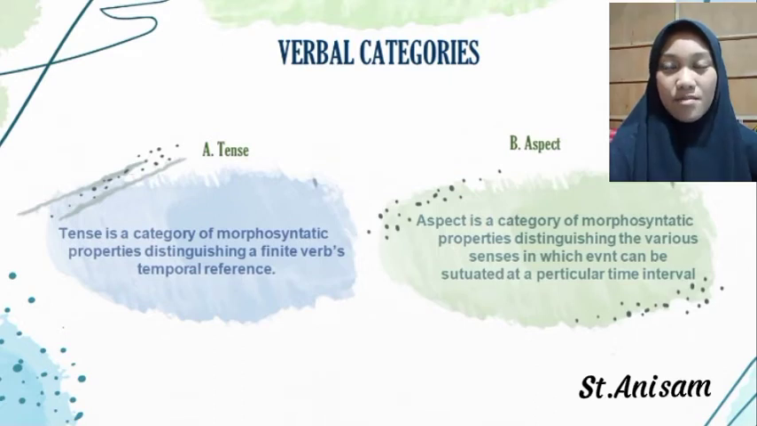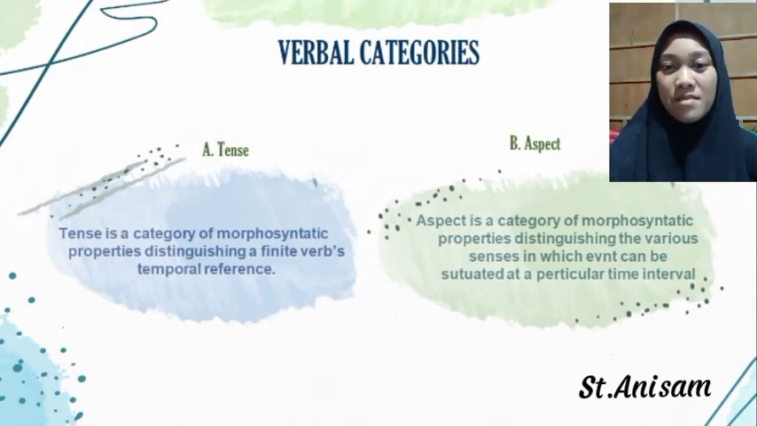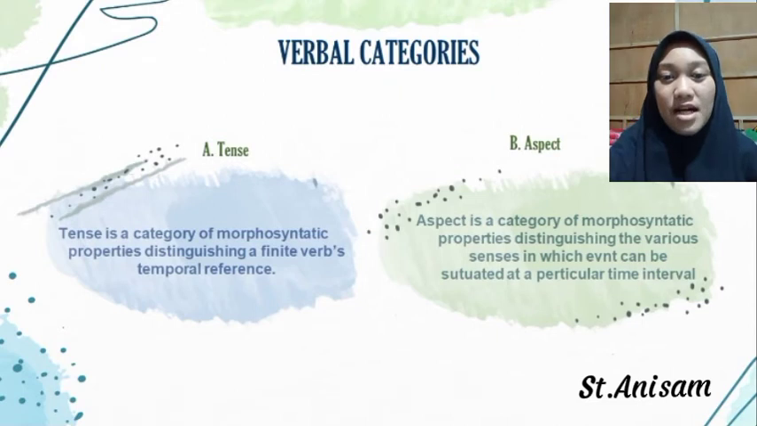Okay, there are 4 parts of verbal categories. The first one is tense. Tense is a category of morphosyntactic properties distinguishing a finite verb's temporal reference. In Latin, for instance, verbs inflect for 3 tenses. They are past, present, and future. The relationship between the form of the verb and the time of the action is described.